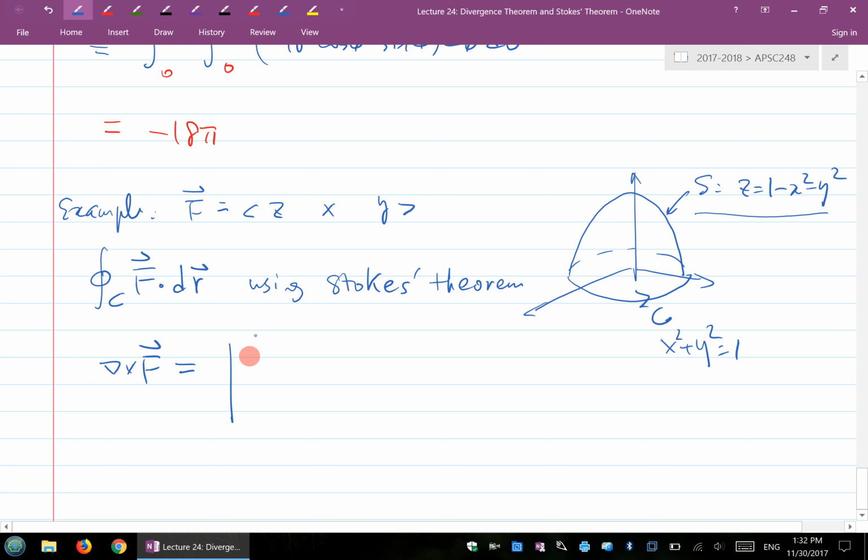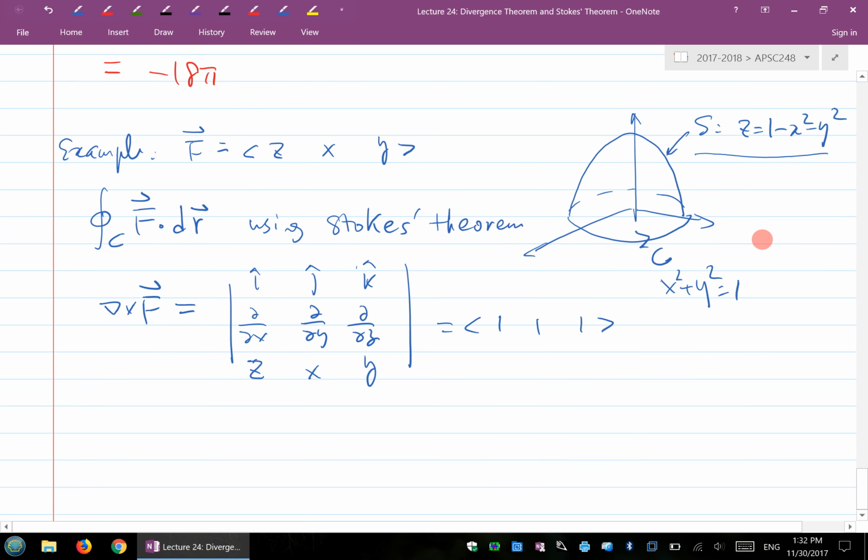Okay. So i, j, k, del is this. F is z, x, y. Okay, it's your cross product, right? And this will give us 1, 1, 1. Okay, I'll choose, as I said here, this surface z equal to 1 minus x squared minus y squared. Okay, so I'll choose this surface.